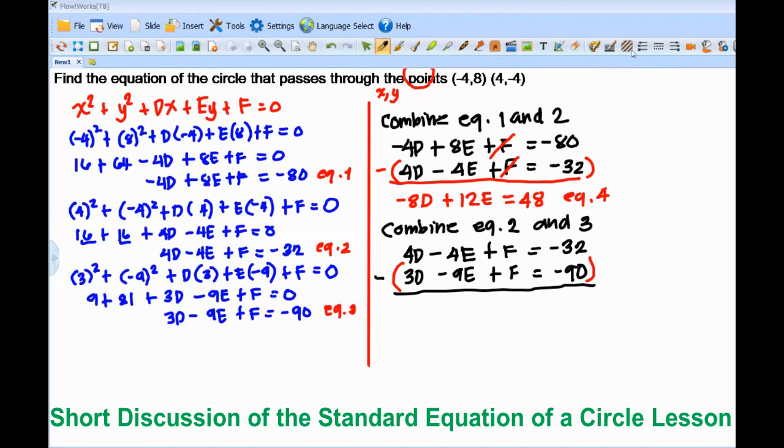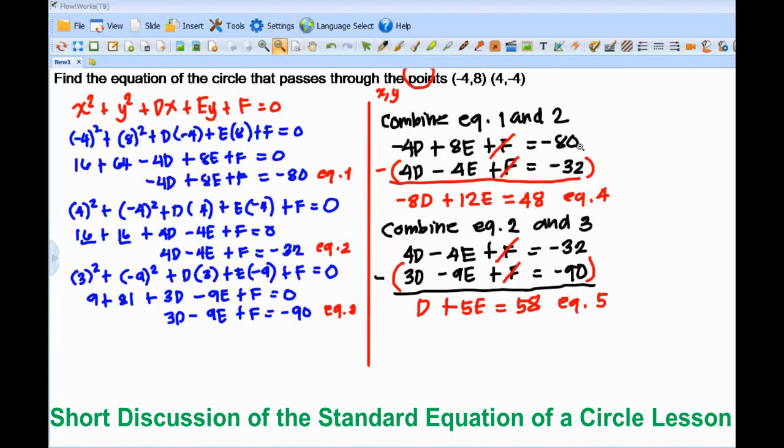We are going to eliminate the f. So if we are eliminating the f, we will subtract. We cannot add these two. So 4d minus 3d will give you d. Negative 4d minus 9d will give you negative 13d, and then this will be cancelled already, is equal to negative 32 minus 90. So it will give you 58. Okay, so that is equation 5. Clear?